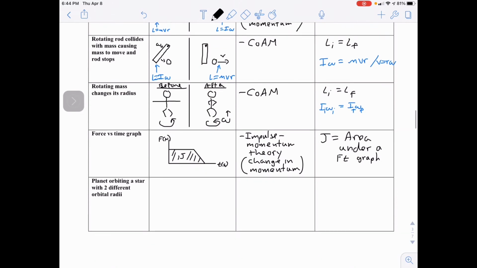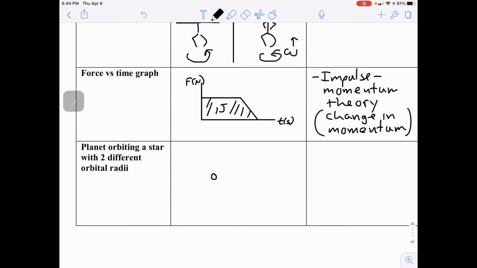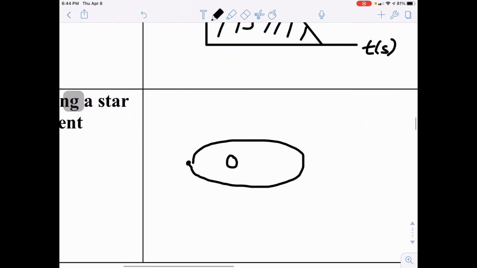And lastly, on this page, we have a planet orbiting a star. So here's a star, here's a planet, and it's orbiting at two different radii. So picture something that's elliptical. Let's say this is point A, let's say this is point B on the far end of the orbit. That would make this radius A, that would make this radius B. Velocity A is much bigger than velocity B because the distance is shorter.